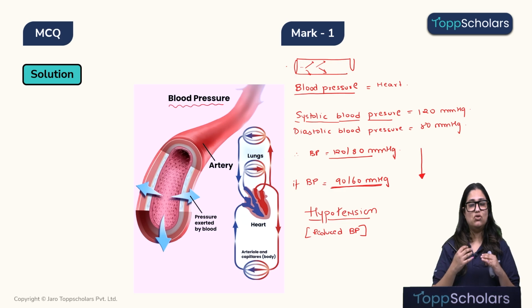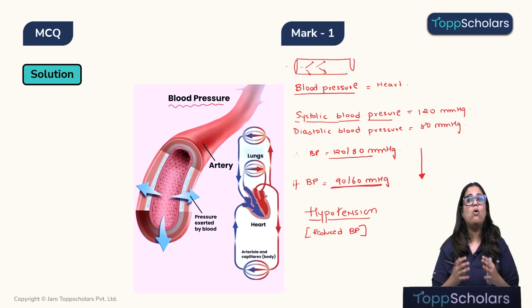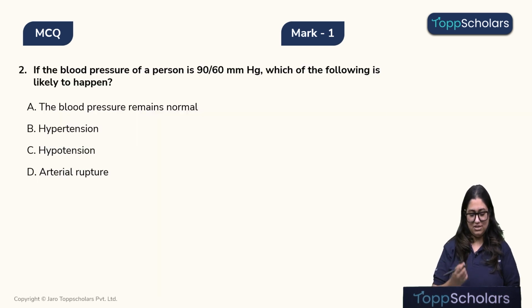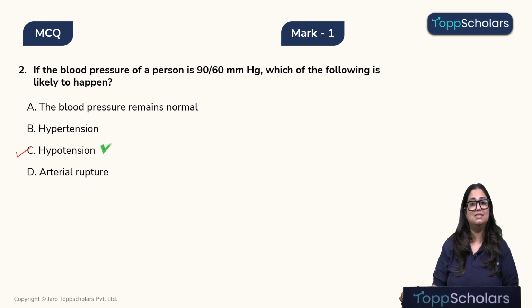If we feel dizzy or weak, or suddenly get blackouts, these are all signs of hypotension. Okay, so we need to observe our state. We also need to go for a regular health checkup. So in our question, the correct answer is option C, that is hypotension.